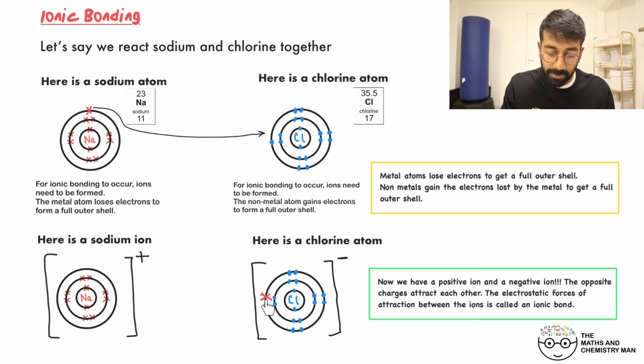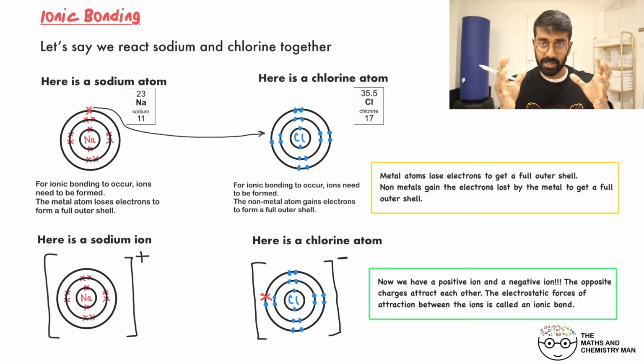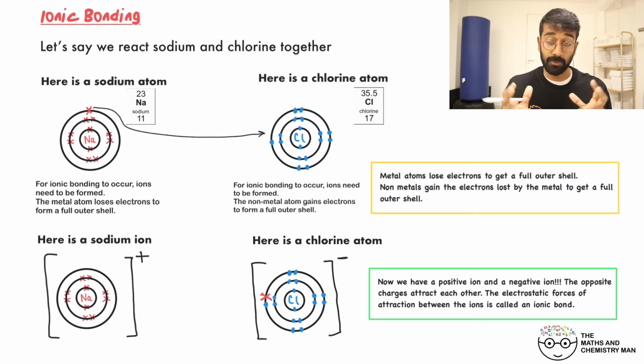Over here for the chlorine, because that gained an electron, pop some brackets in and put a minus charge there because it gained 1 electron. And so what do we have? We've got a positive ion and a negative ion. And obviously between those, they're going to attract each other. You'll have some form of attraction.